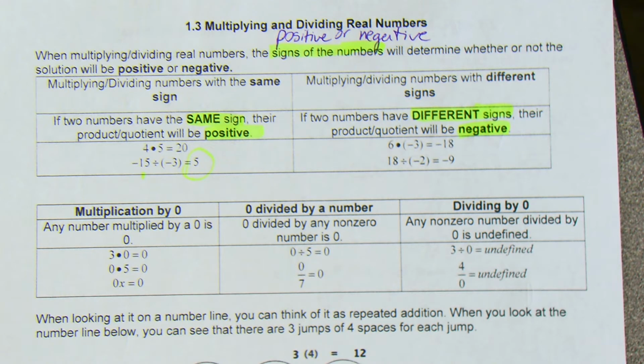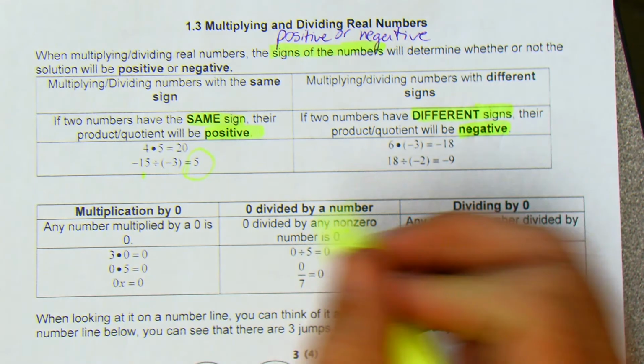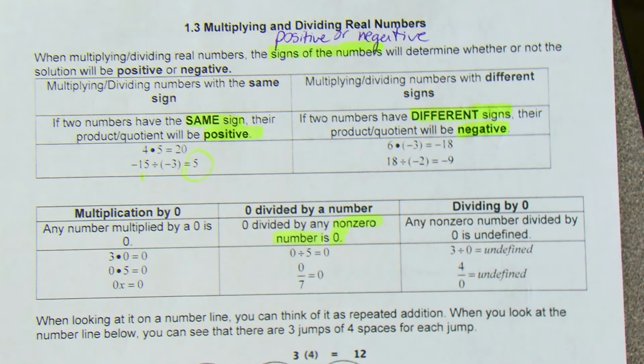And then there's some other random rules. Multiplication by zero: any number multiplied by zero is going to be zero. It could be 1,200,063 times zero, still going to be zero. Zero divided by any non-zero number is zero. So zero divided by 7, zero divided by 5, that's always going to be zero.